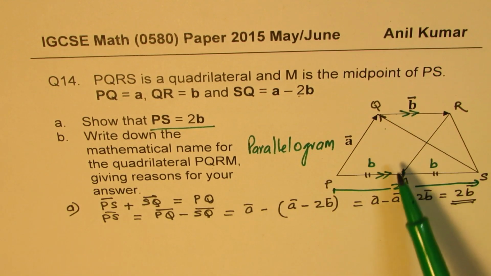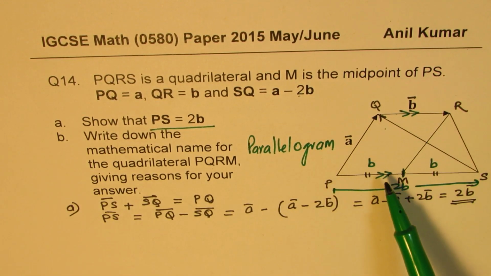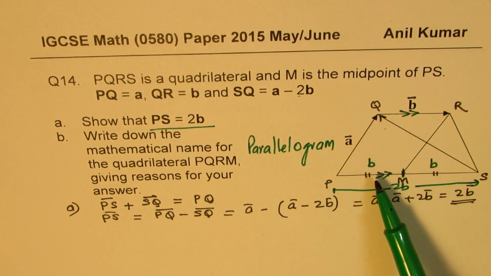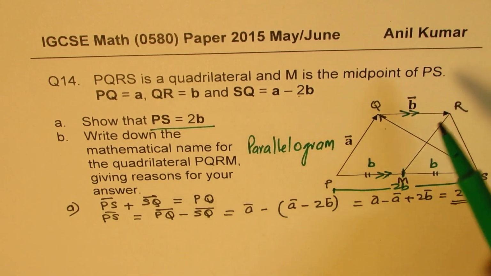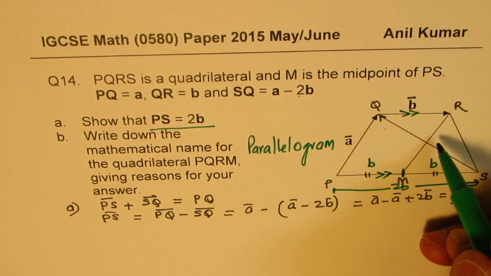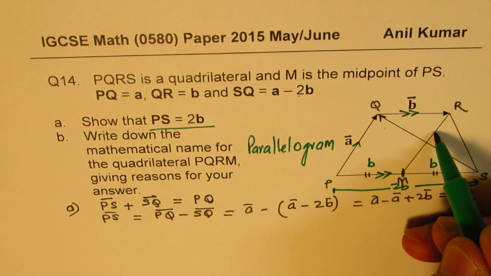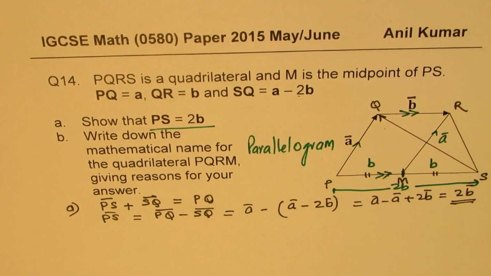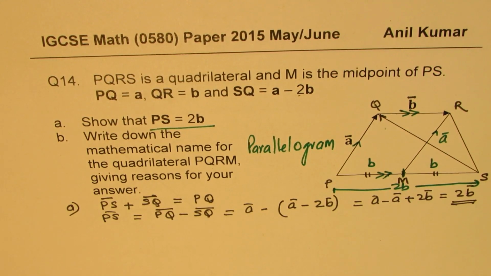So we have these two parallel sides and they are equal also. So opposite sides being parallel and equal. That will conclude that this is also parallel to A, so this will also be vector A. So this becomes a parallelogram.